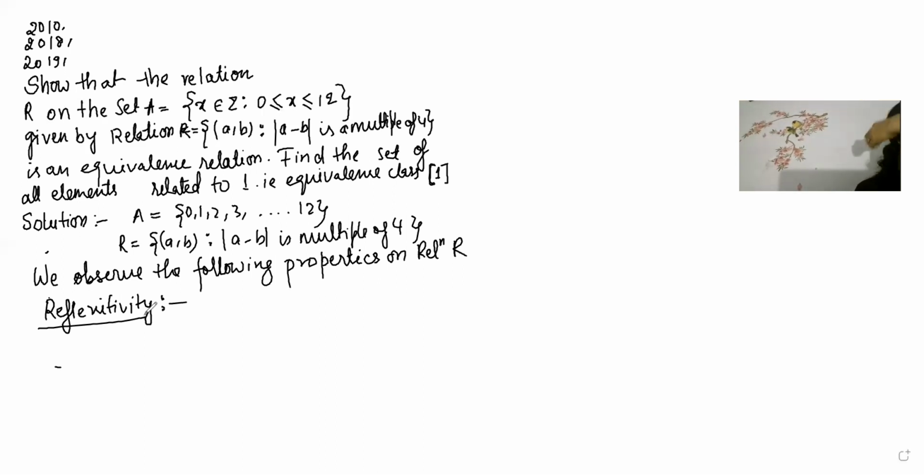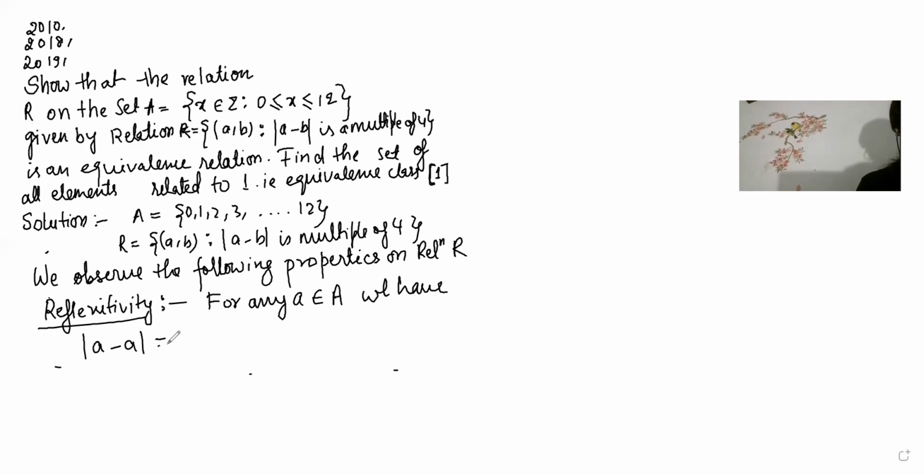So for reflexivity, how are we going to write? For any a belonging to A, we have modulus of a minus a, that will be 0, which is a multiple of 4. Definitely, Nabita, it is a multiple of 4.